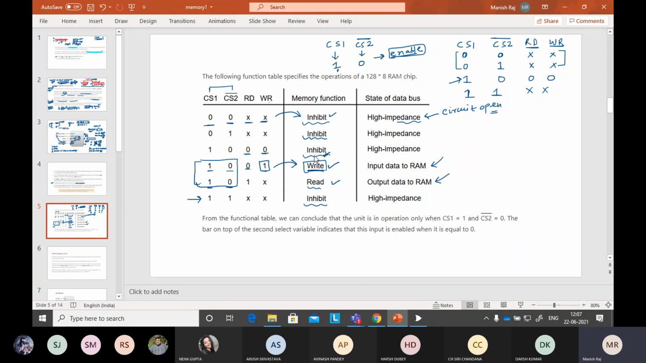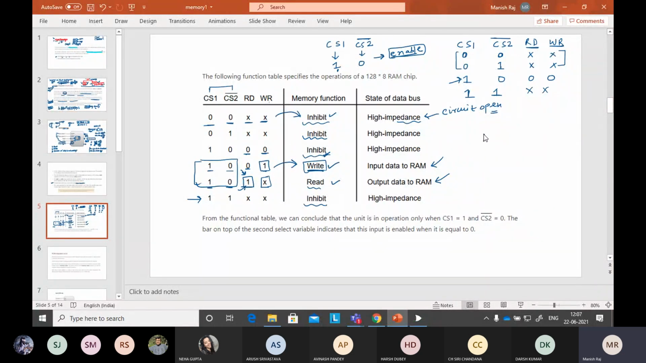Okay, now you can go for this one. You are selecting the chip. After that you are enabling the read. Once you enable the read, whatever you are doing in this part, you can't write anything in the chip when you are enabling the read. So remember this thing.